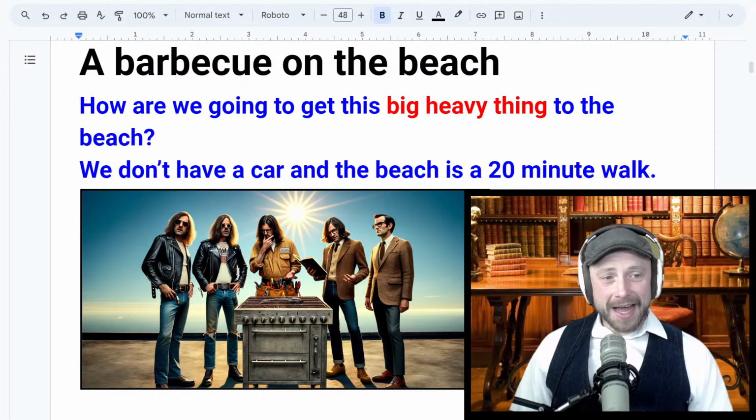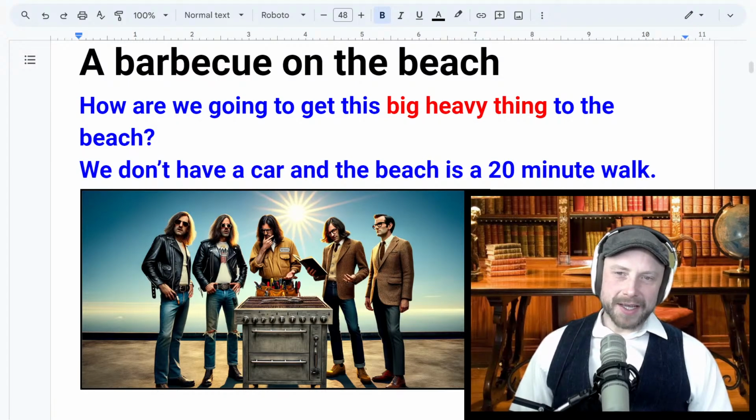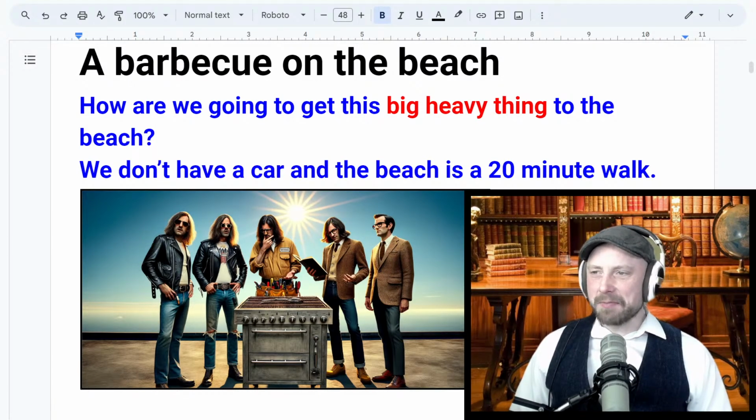And at that time, we had no car. And the beach was 20 minutes away. So let's imagine that situation. We don't have a car, and the beach is 20 minutes away. How are we gonna get this big, heavy thing to the beach? Big, heavy barbecue.